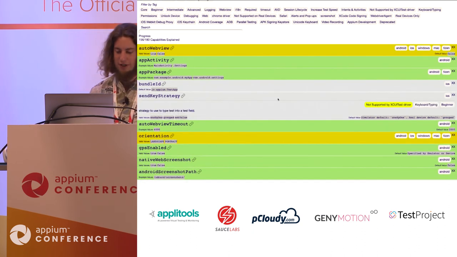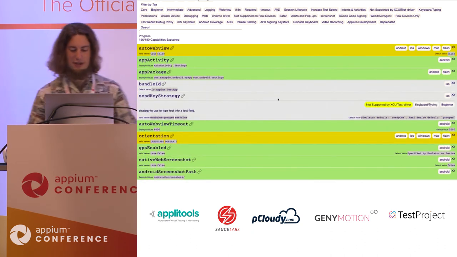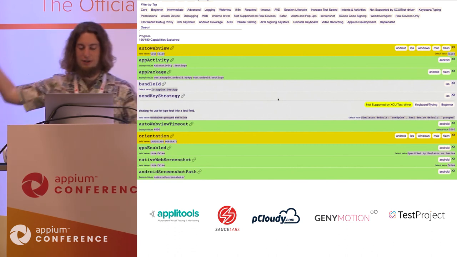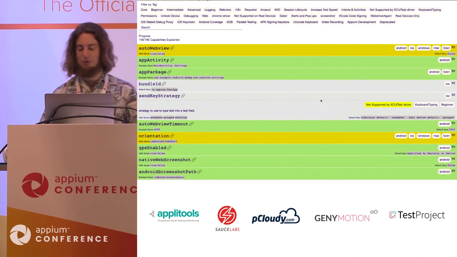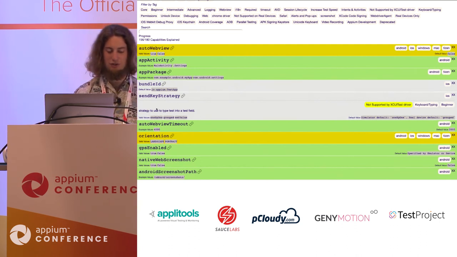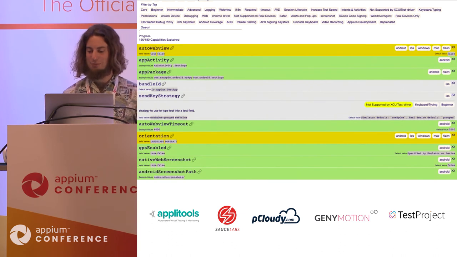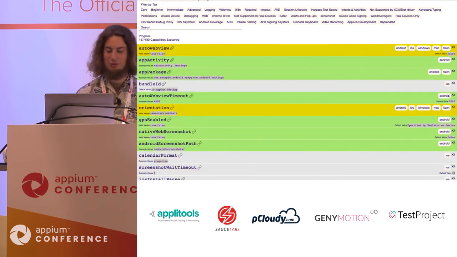Send key strategy. Like I said, there are different ways for iOS of putting in the keys, but all that got fixed in XCUITest. For the old Instruments, it looks like you could do one-by-one keys, or you set the keys all together. You try to set value rather than typing. Sometimes it works, sometimes it just won't work.